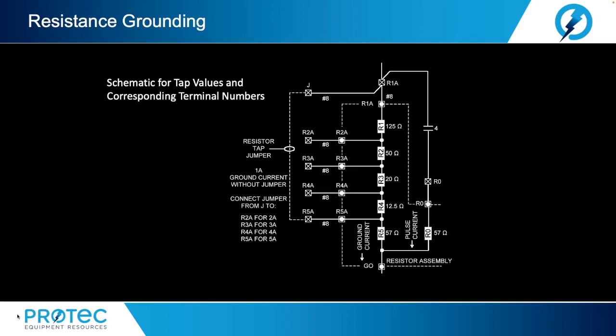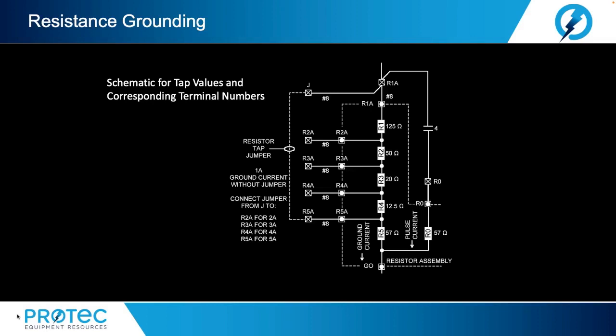Refer to the schematic for tap values and corresponding terminal numbers. Now, this example comes with 5 resistor settings: a 5 amp tap, which has 57 ohms; a 4 amp tap, which has 69.5 ohms; a 3 amp tap, 89.5 ohms; a 2 amp tap, which has 139.5 ohms; and a 1 amp tap, which has 264.5 ohms.